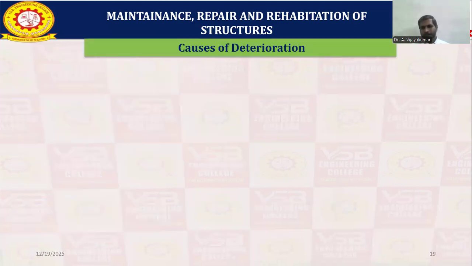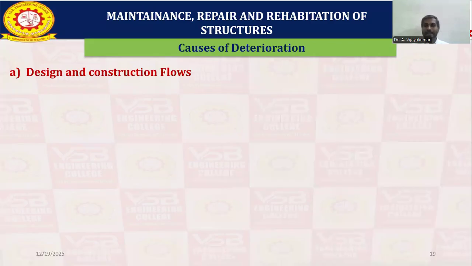Next, the last topic: we are going to discuss the causes of deterioration. Deterioration is the failure of the structure. Many are the reasons we can take into account for the deterioration of the structure, from small things to big things. But we are going to discuss only a few things. What is deterioration, and how does deterioration happen in structures?